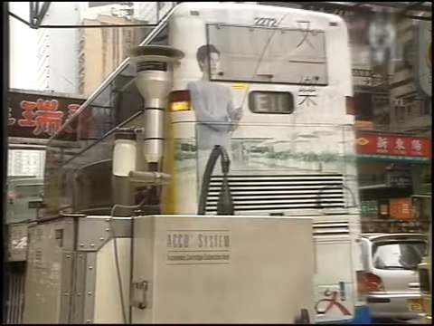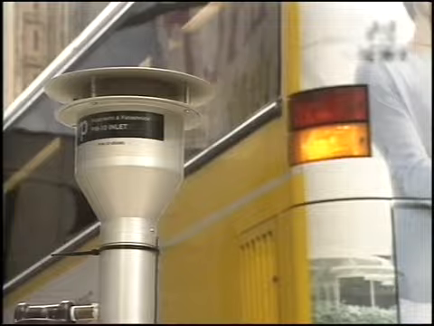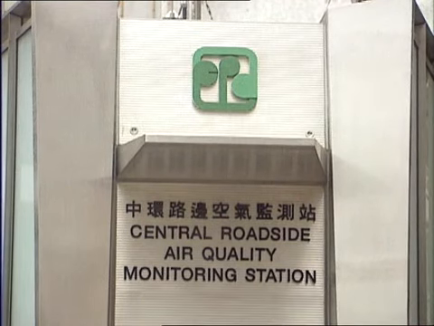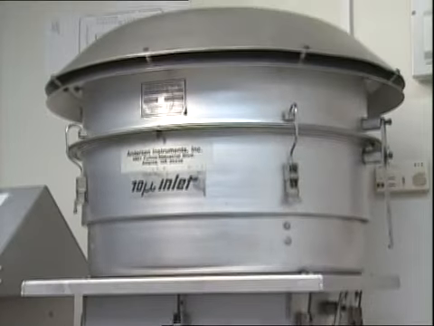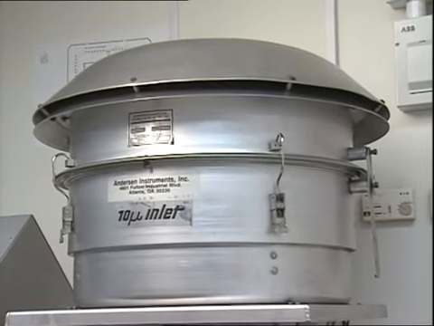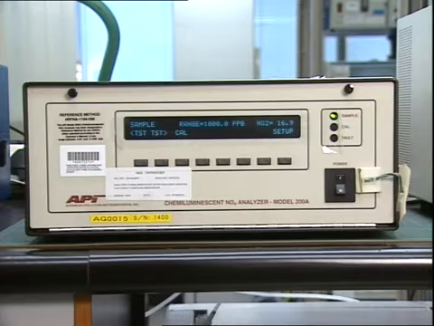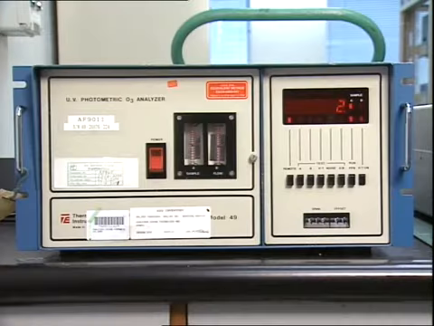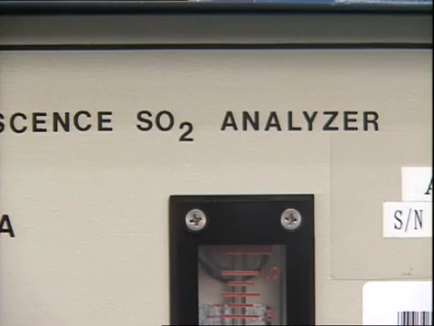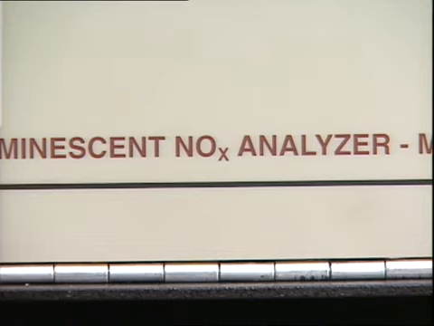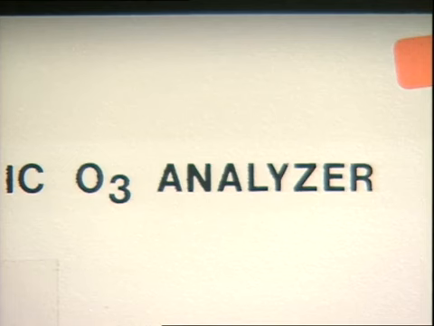The EPD has set up more than 10 fixed monitoring stations to monitor air quality throughout the SAR. This is a high-volume sampler, which is used to measure the concentration of suspended particulates in the air. These apparatuses measure the concentration of pollutant gases, including sulfur dioxide, nitrogen oxides, and ozone.